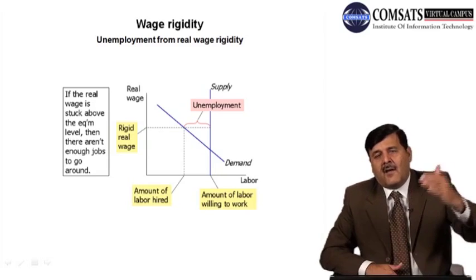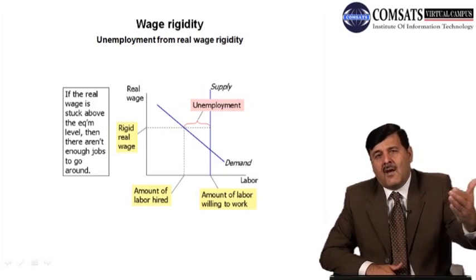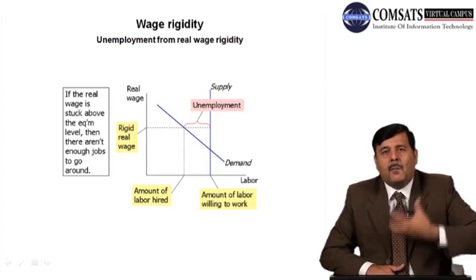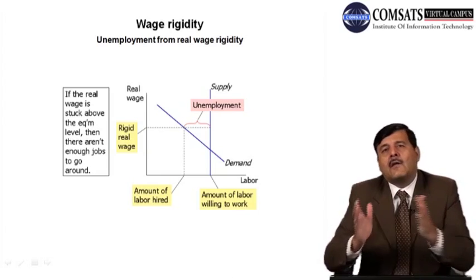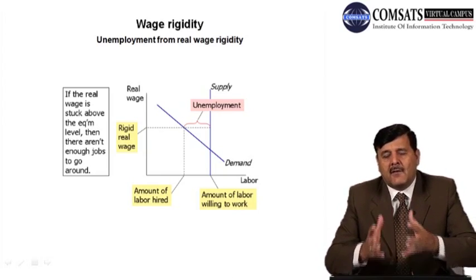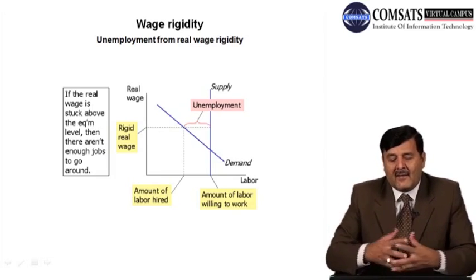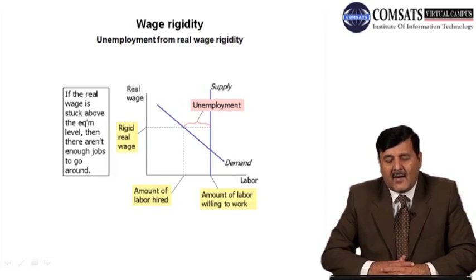Jaise ki real wages mein azafa hota hai to demand for labor mein kami waqia hoti hai, real wages mein kami waqia hoti hai, demand for labor mein azafa ho jata hai. Now the labor market will be in equilibrium at the point where demand for labor is equal to supply of labor, or where the demand of labor curve is intersecting the supply of labor curve. So that is the equilibrium. This is the equilibrium wage rate, this is the equilibrium quantity of demand for labor and supply of labor.